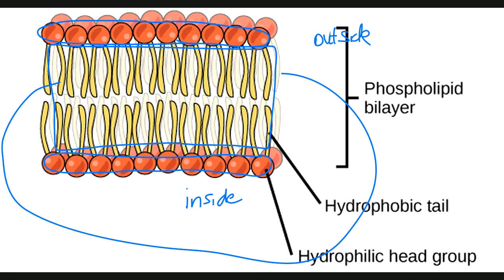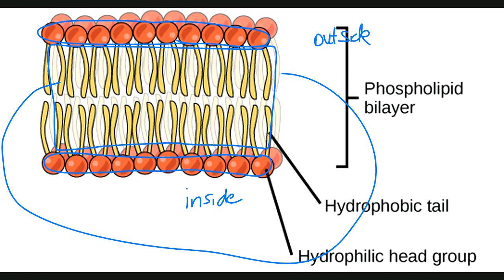Now, why would they orient this way? Well, guess what most of the cell is inside? It's mostly water. And usually, guess what the extracellular matrix is out here outside the cell? It's usually mostly water. So the heads are oriented toward the water areas, and the tails stick in together.